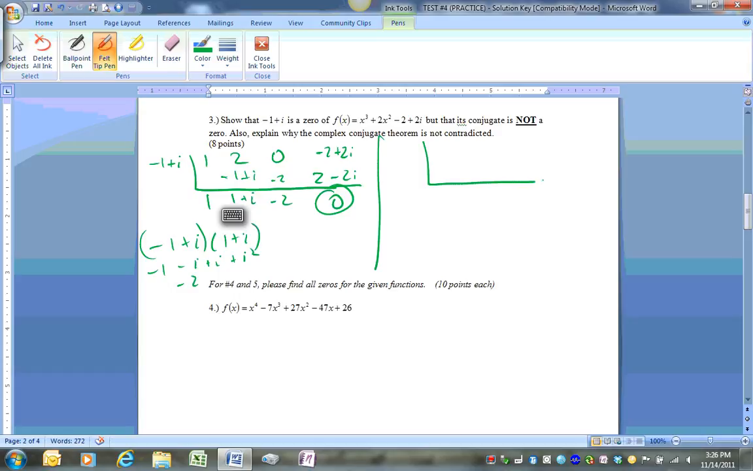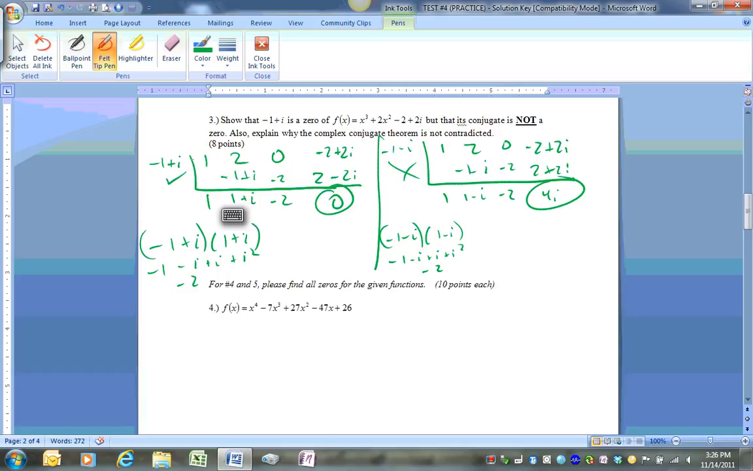Now, for its conjugate, I did negative 1 minus i. Here's what's going to happen. Bring the 1 down, then 1 minus i, 1 minus i. Now I'm going to have to multiply these two together. So you still get negative 2. Interesting. Bring it down, and then you get 2 plus 2i. So it winds up becoming 4i. That's why that's not a 0, but the other one is.